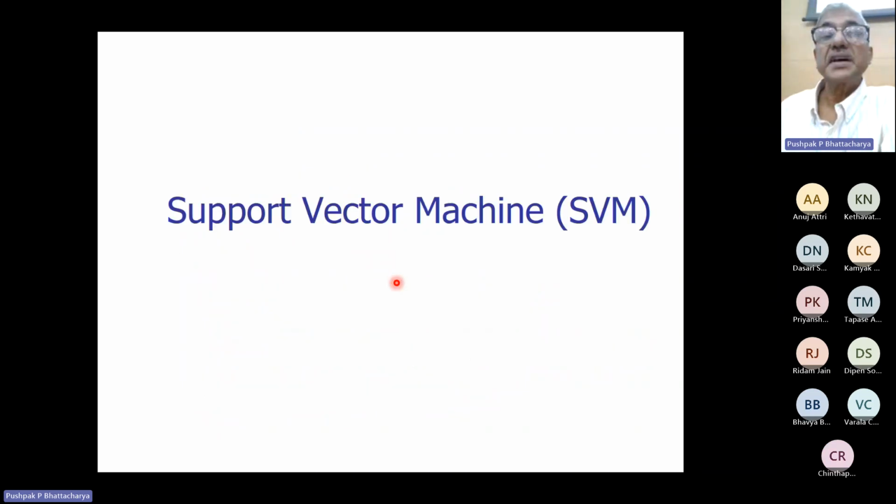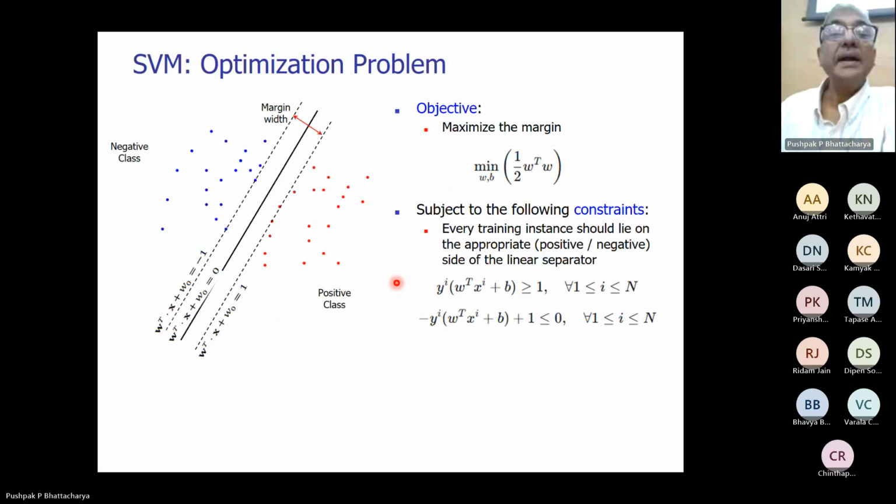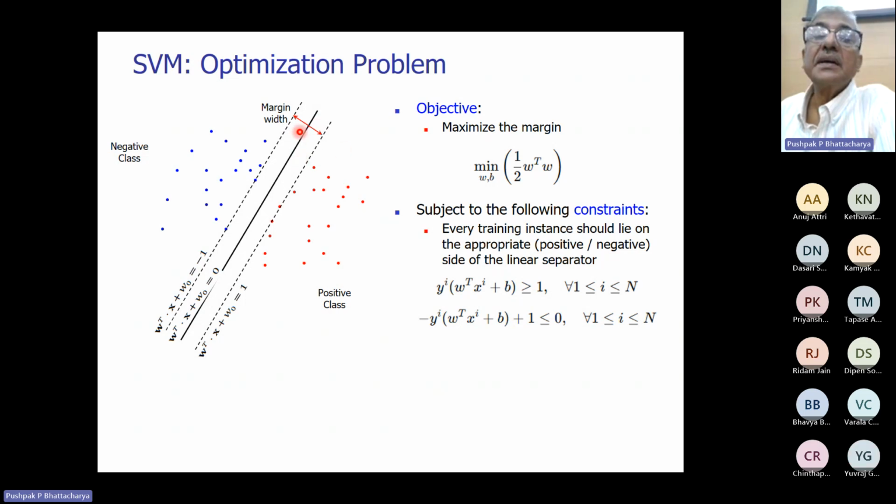Then we started support vector machine. In support vector machine, again, we set up a linear classifier, a hyperplane to separate the two classes. But there is an addition. Support vector machine is like perceptron, setting up a hyperplane to separate the two classes of points. But there is an additional requirement that the hyperplane should be set up such that it has maximum margin.